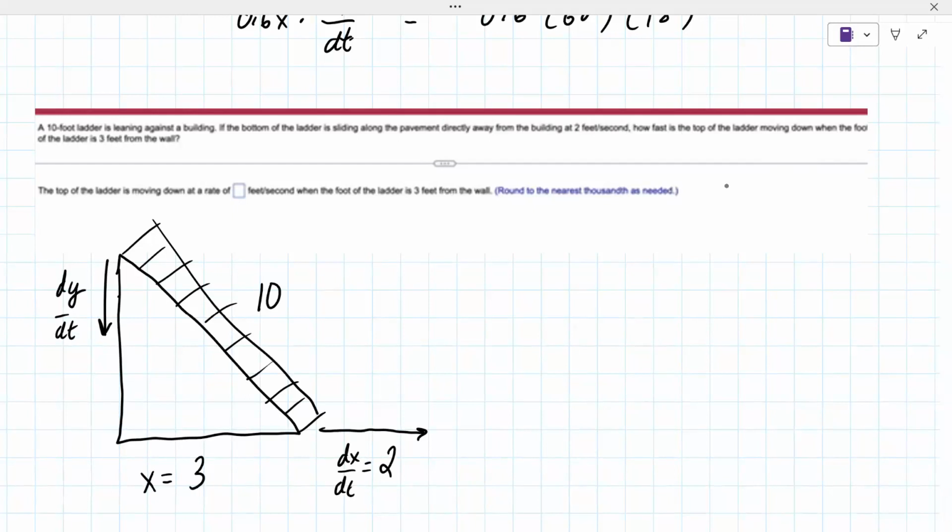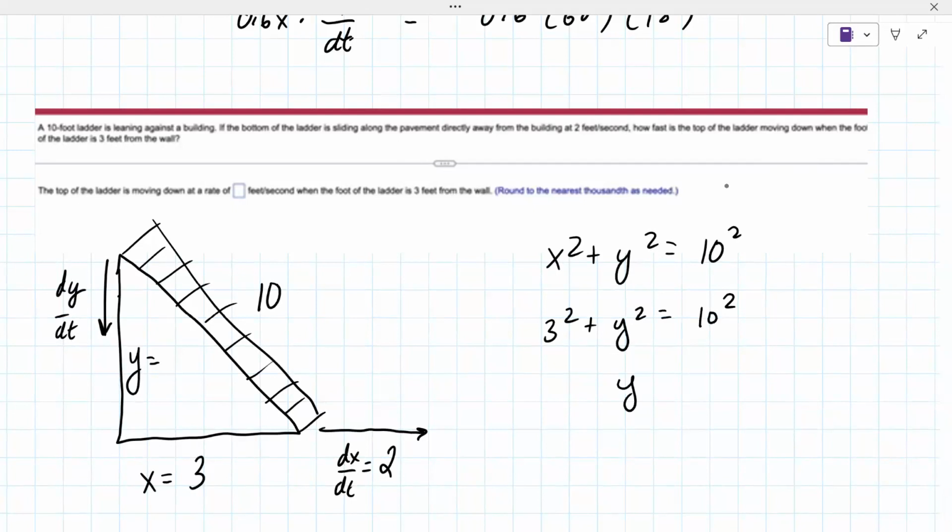So to find y over here, it's x squared plus y squared equals 10 squared. That's the Pythagorean theorem. So x is 3. So 3 squared plus y squared equals 10 squared. So y equals 100 minus 9, square root of that, square root of 91.